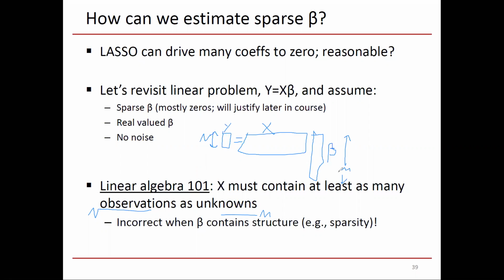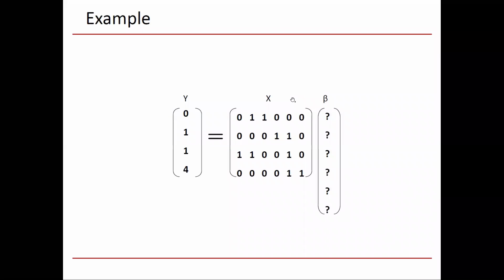However, and this is an important point, if beta contains structure, one type of structure is sparsity. Another type of structure, as we said before, is integer valued, or maybe in a discrete set. When beta contains structure, you can actually pull this off. You can pull this off with a smaller number of measurements. And a smaller number of measurements is a good thing. It means reduced resources used to solve the problem. So let's see this through an example.